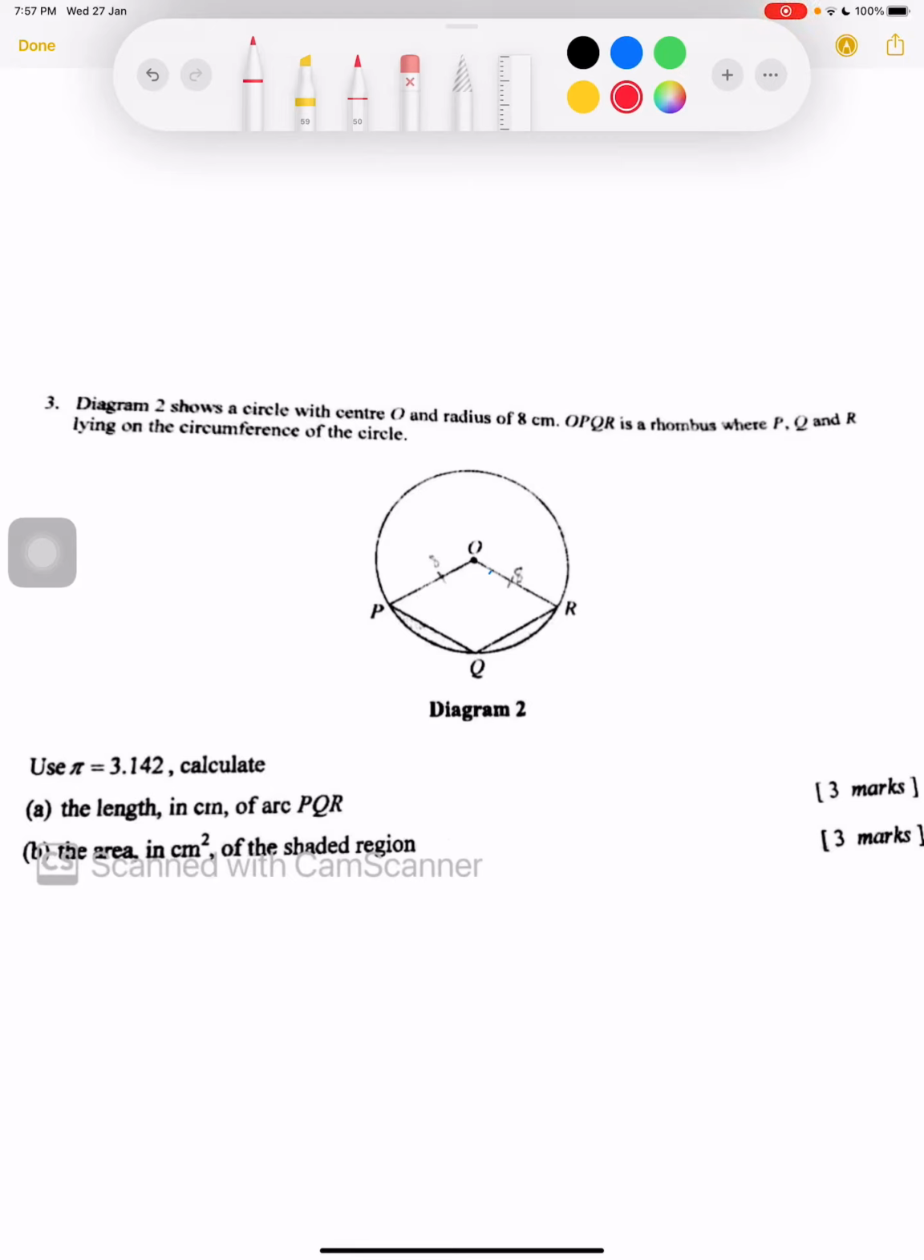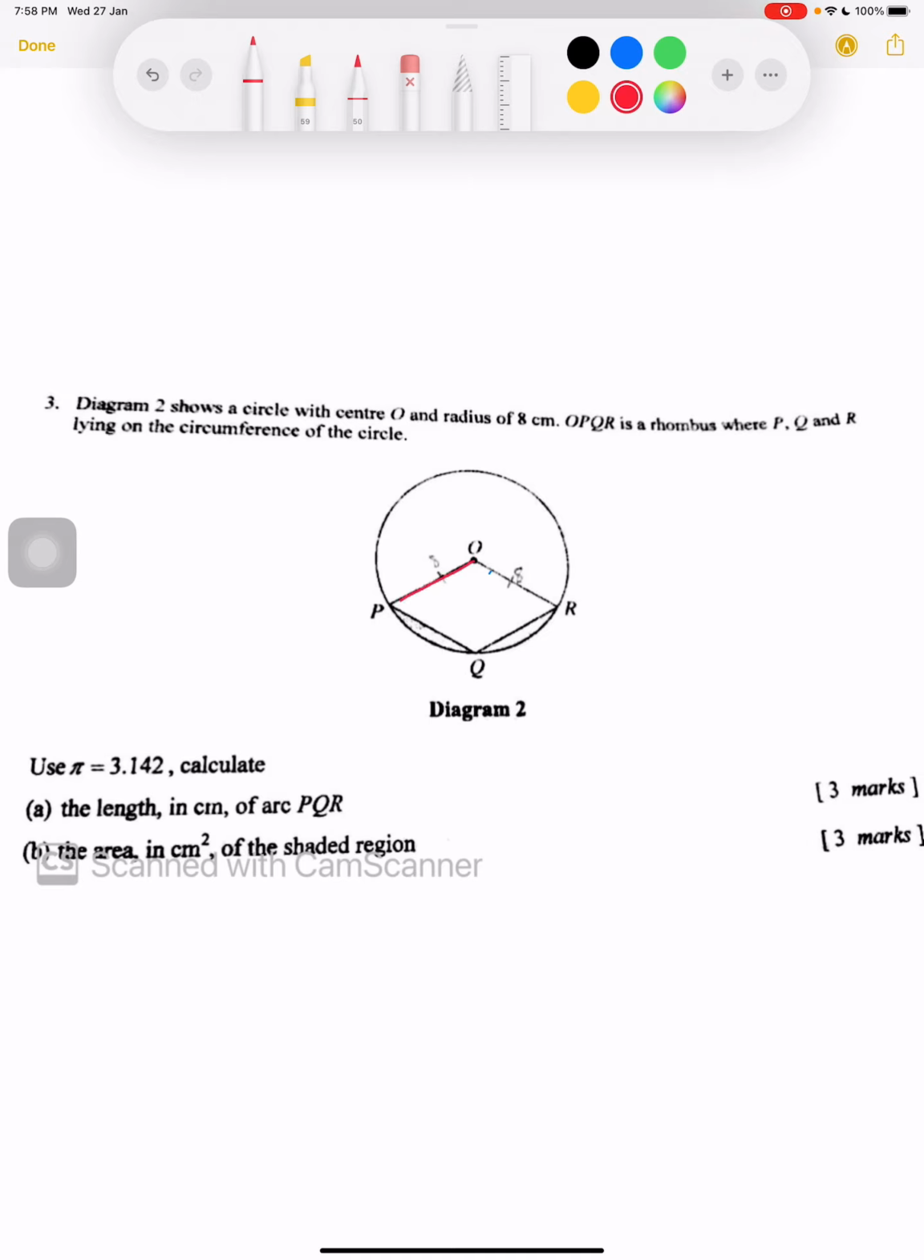Alright, so let us look at question number 3. I'm going to share with you how to answer this question, okay? If you look at the question, it says that you are given a circle with the center O and a radius of 8 cm, okay? OPQR is a rhombus, alright? So now you know that OPQR is a rhombus. That's a very important information.